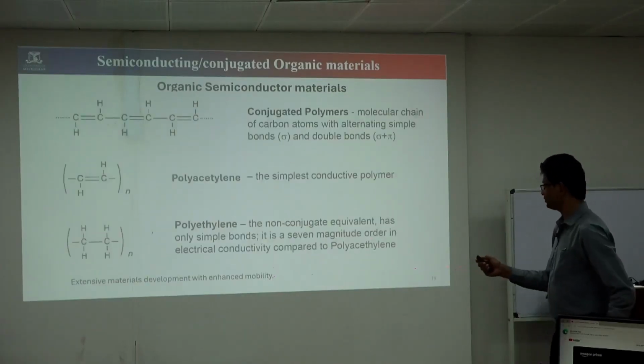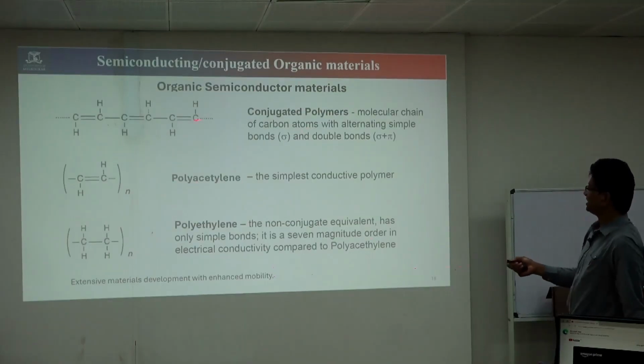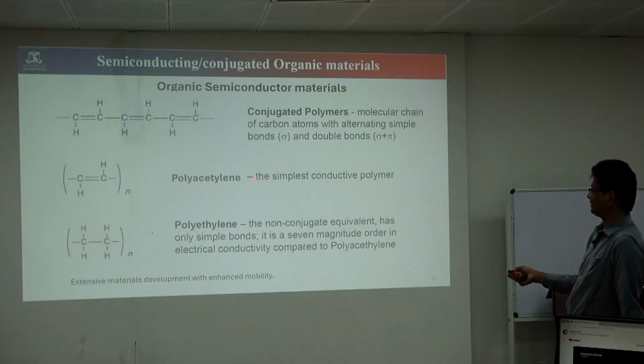Okay. This is one example of an organic semiconductor. This is a conjugated polymer where we can have single and double bonds coming alternately. One example is polyacetylene, the simplest conducting polymer. There we can have double bond, single bond. This chain will keep increasing. So these are all conducting polymers.